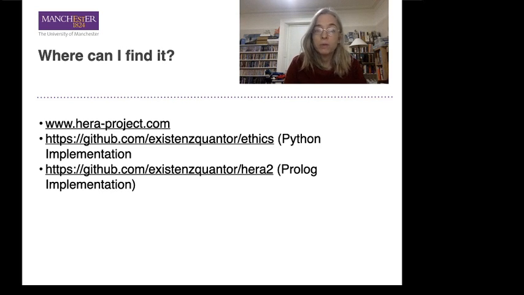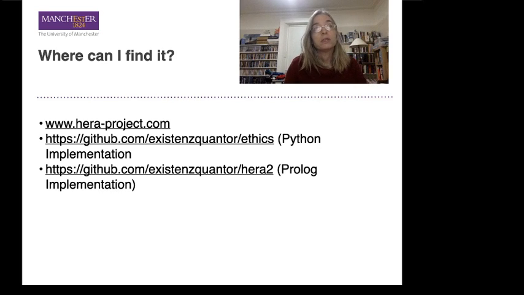There are actually two implementations of the HERA system that you can get hold of. There is a Python implementation that they have been working on for some time, and there is now also a Prolog implementation, which Felix tells me he started when he was rage quitting on Python. There is also a Java implementation, but that is maintained by me and we use it for something slightly different, and I will talk about that in a later part of this tutorial when we talk about verification of ethical reasoning systems.